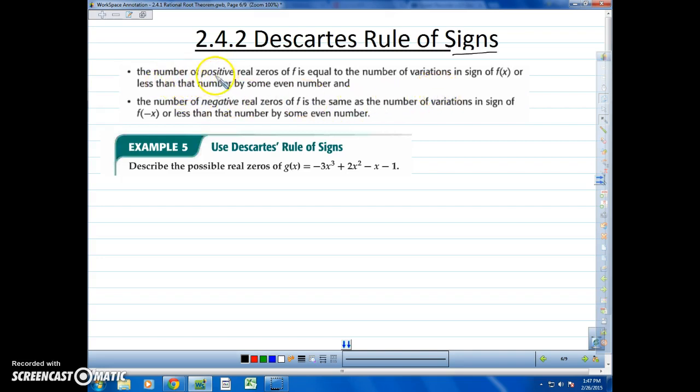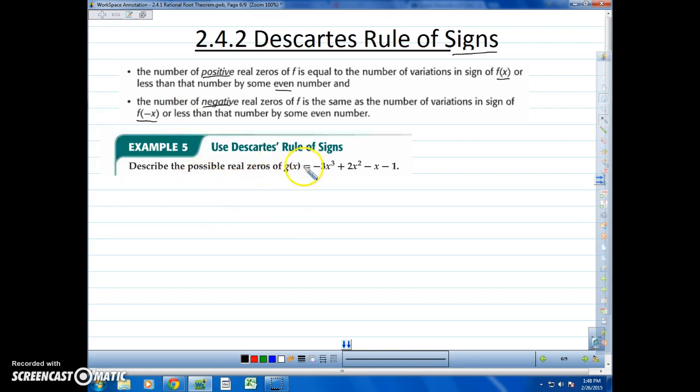So the first rule says that the number of positive real zeros will be equal to the number of variations in the sign of the function, or less than that number by some even number. Okay, and that sounds a little wordy and kind of peculiar, but once you see what it means, it's really simple. For the negative real zeros, you're going to do the same exact process. You're going to look at the number of variations in sign, but you're going to look at the number of variations in sign of f of negative x. So you have to change all of your inputs to negative x, and then simplify, and then see the sign changes. So it's a fairly simple process.